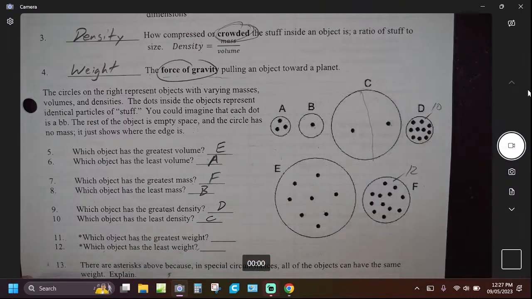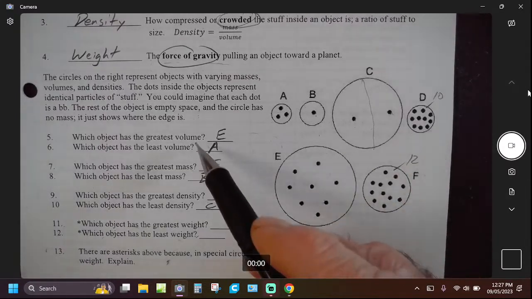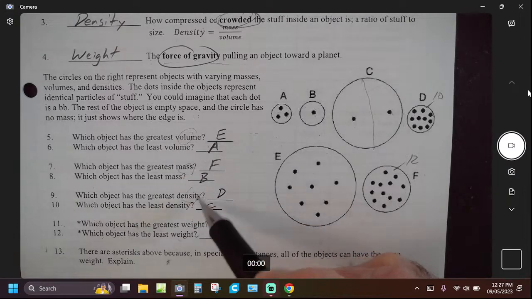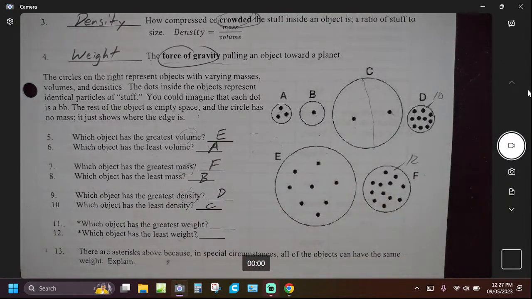One thing that I haven't put on here, and maybe we'll get to that in a little while: which one of these terms so far, volume, mass, or density, determines whether something sinks or floats?